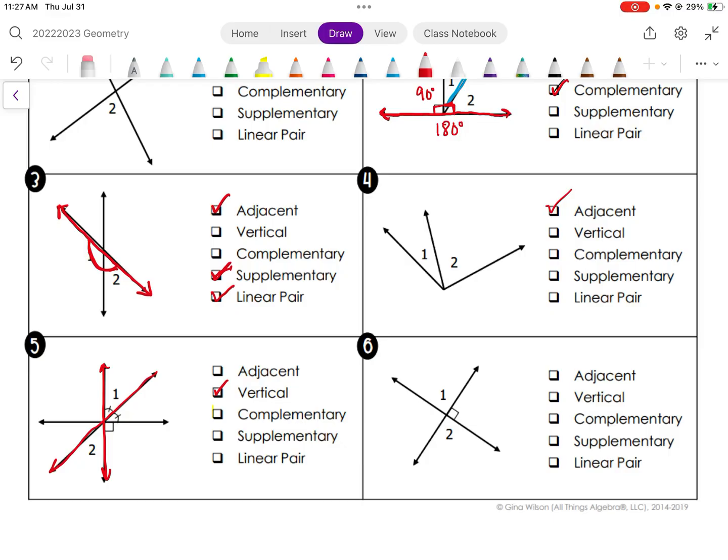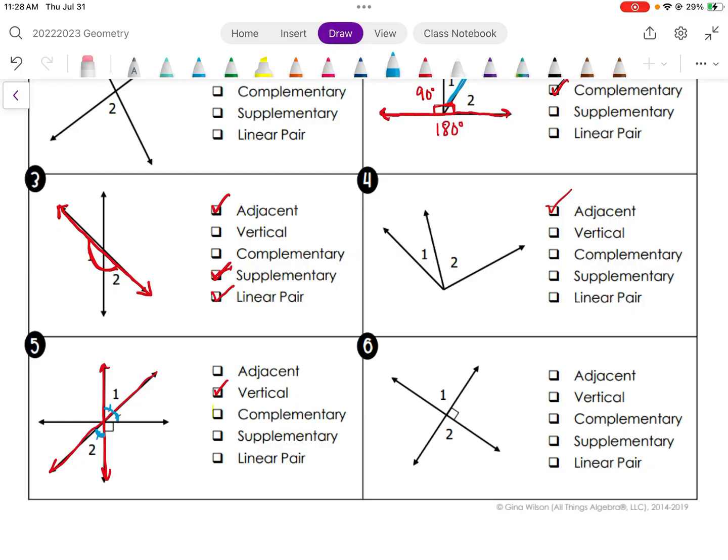So this is kind of fun. If you forgot what these little marks mean right here, this means that they're congruent. So those 2 angles are congruent, but 1 and 2 are also congruent. That means all 3 of these angles are the same measure.